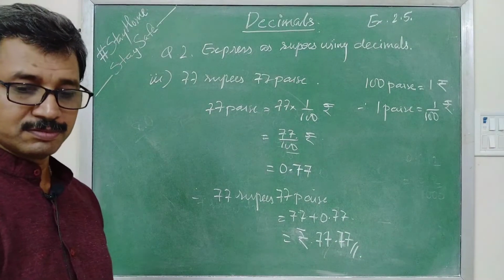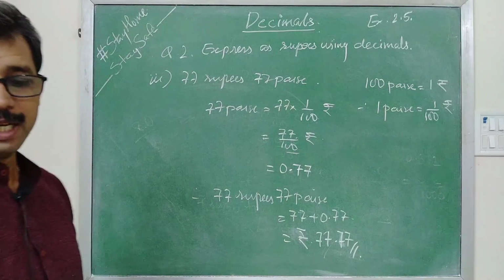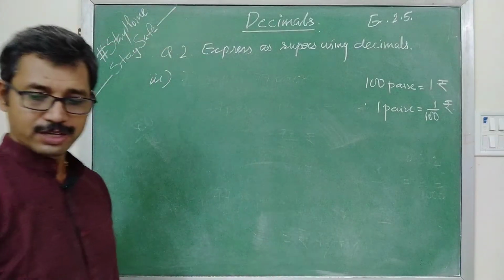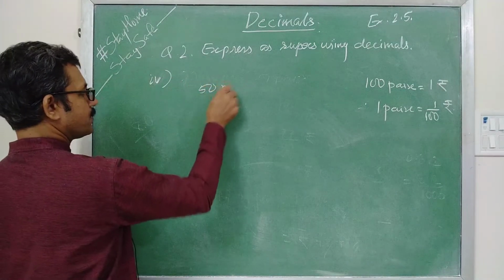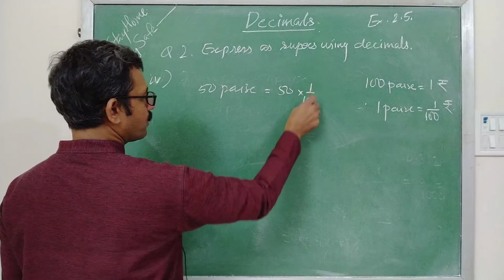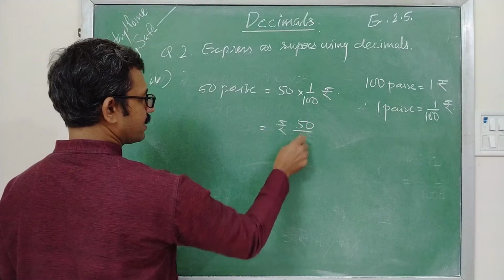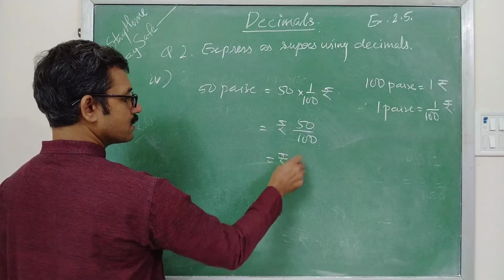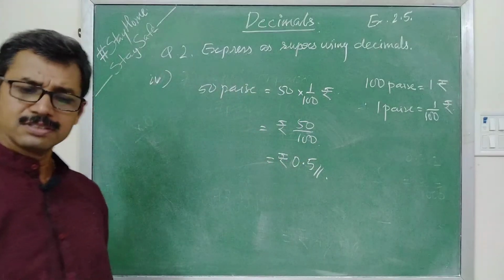Do fast. The other is 50 paise. So it is easy, I think you can do it. What is 50 paise? 50 into 1 upon 100 rupees, which is equal to rupees 50 upon 100. What is 50 upon 100? You know the point is to be shifted 2 decimal places, so that is rupees 0.5. That's it. Understand? That much only.